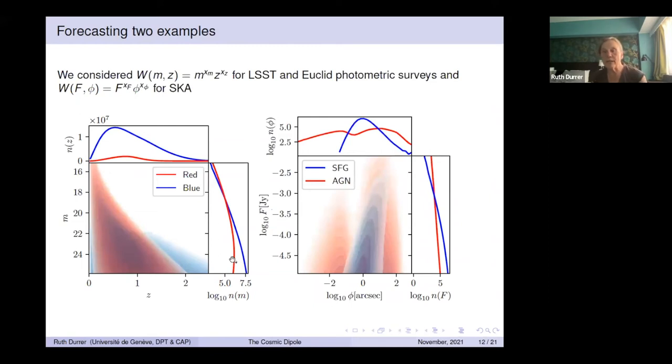Here I show for LSST and Euclid and for SKA the properties which we shall use. We shall use redshift and magnitude for LSST and Euclid, and we propose weight functions which are just powers of these quantities. And here I show the number density of these objects, as density plots and as functions for red and blue galaxies. So you see the redshift of the blue galaxies, and here you see their magnitude distribution. And here the corresponding plot for SKA for star-forming galaxies and AGNs in blue and red. Again, you see the size distribution of galaxies and the flux distribution, because those will be the properties which we shall use.